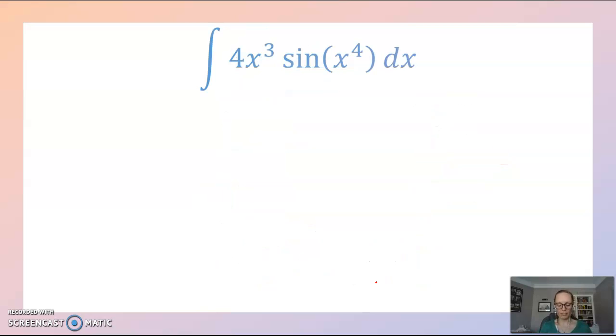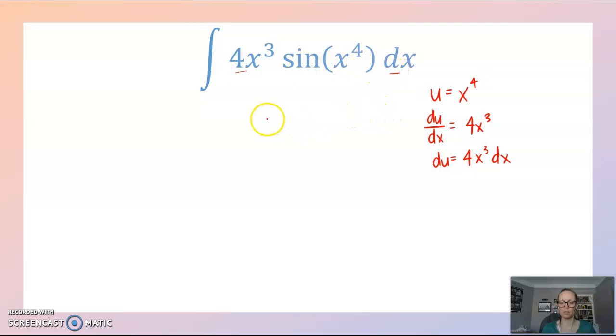Okay, next one here, we have to have some trig, otherwise a lesson in calculus is not complete. So this one, again, we're looking for that inside function. We can see that the inside function is inside of sine, and so u is going to be equal to x to the fourth. I derive u, so du dx is equal to 4x to the third. And then I multiply by dx on both sides, so I have du is equal to 4x to the third dx. And lucky us, this one comes out exactly as we want it, so we're just going to be able to substitute this like we see it.